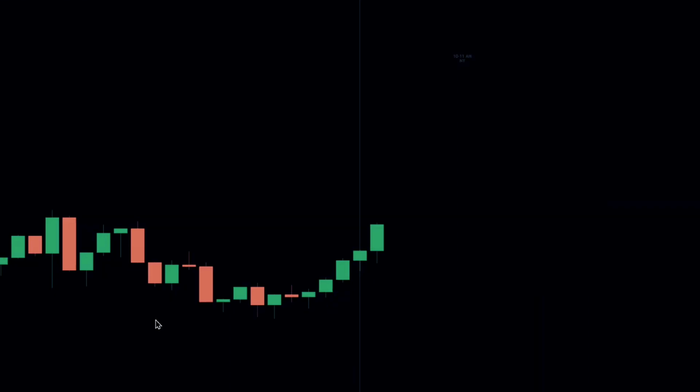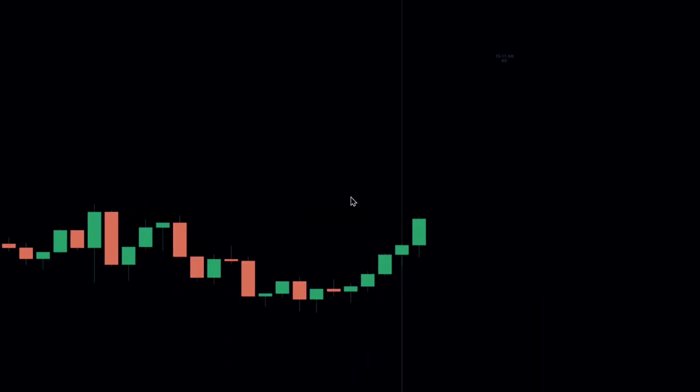Alright, now back to the strategy. How do we actually use this indicator to trade?